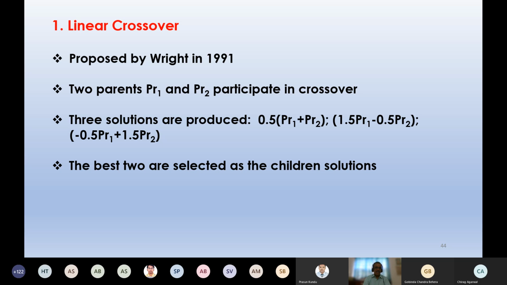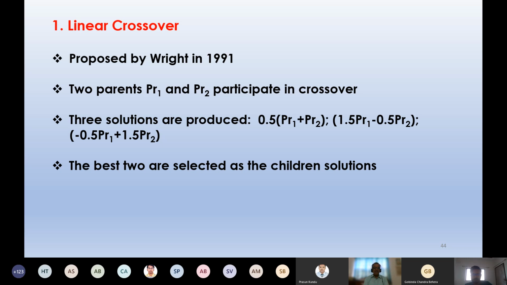Now, the second child could be 1.5 times PR1 minus 0.5 multiplied by PR2. The third child could be minus 0.5 multiplied by PR1 plus 1.5 multiplied by PR2. Now you see, I've got two parents, PR1 and PR2. Now let me take some example. PR1 is 5.85 and PR2 is 10.67.